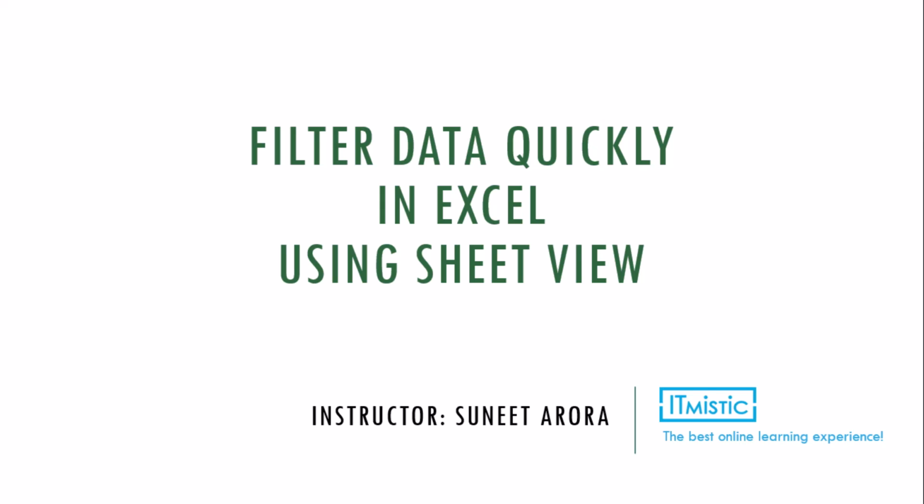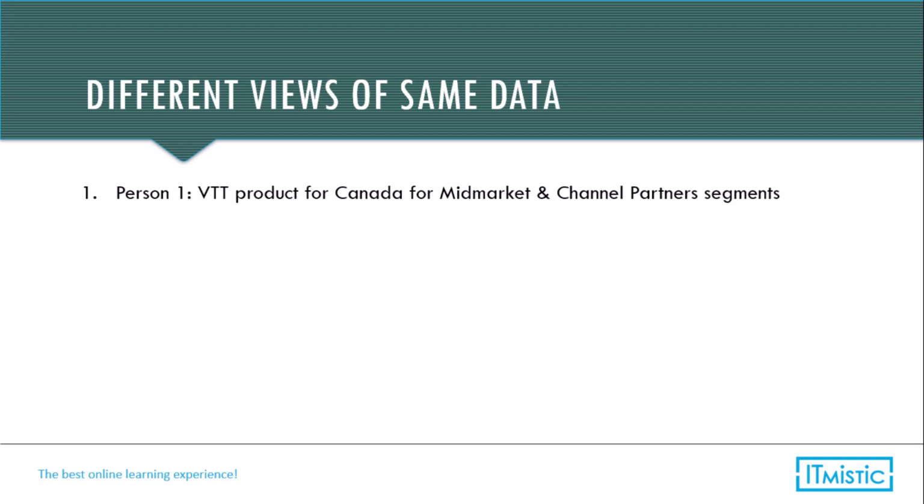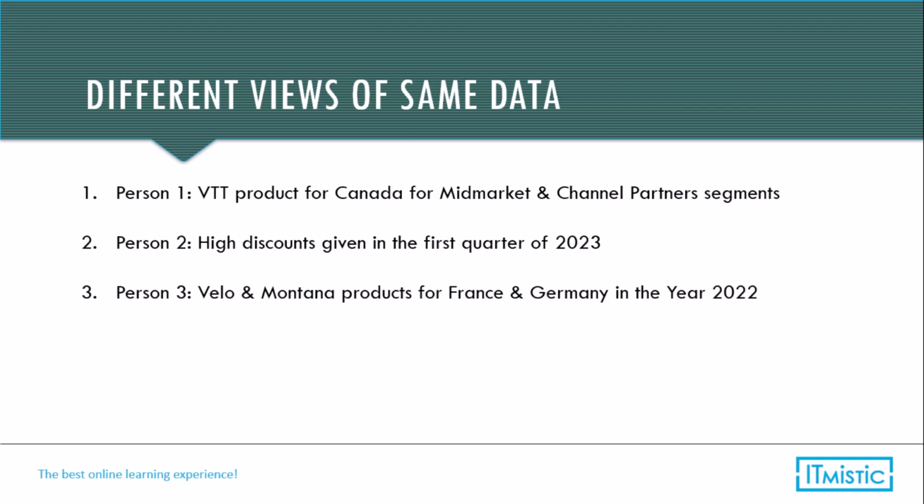For example, person 1 may be interested in looking at VTT product for Canada for mid-market and channel partner segments. Person 2 may be interested in looking at high discounts given during the first quarter of 2023, whereas person 3 may be interested in looking at just Valo and Montana products for France and Germany in the year 2022. So you can see that we need to show data to three different persons with three different views, right?